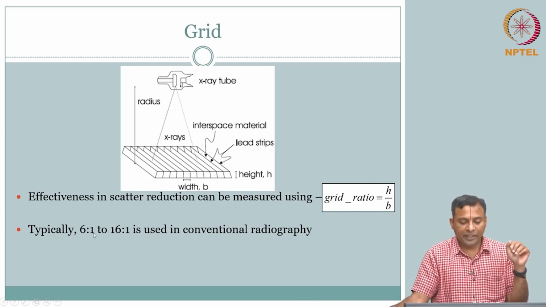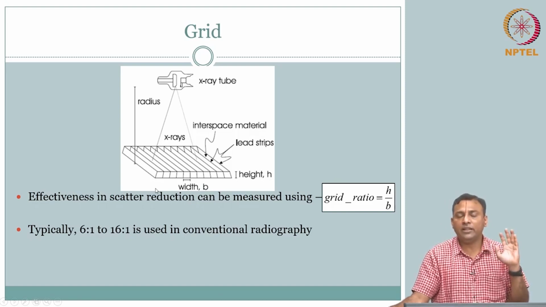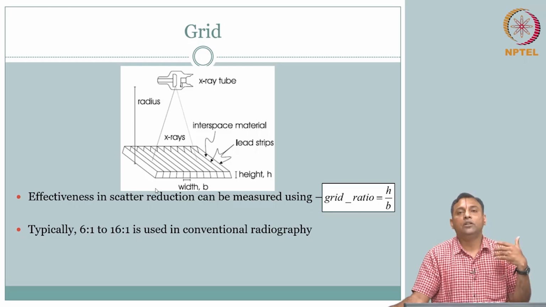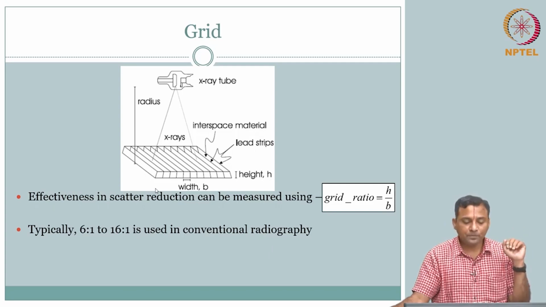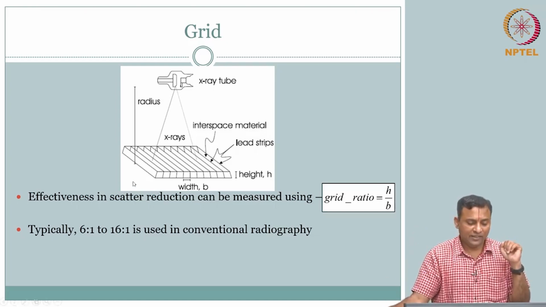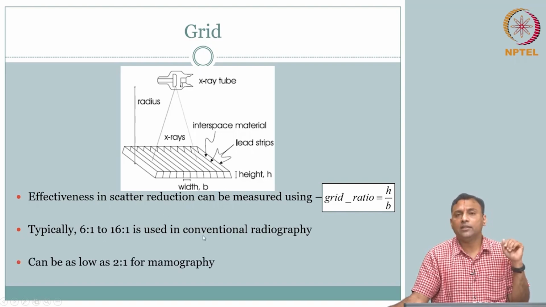So you have the ratio and the distance. Both of these are manipulated based on the application and the level of noise that is tolerated, or the signal to noise ratio and contrast to noise ratio that the physician is okay with to make a reliable diagnosis. You see, it's always a trade-off. That is the whole point. Okay. So this is with respect to reducing the scattering. It can be as low as 2:1 for mammography.